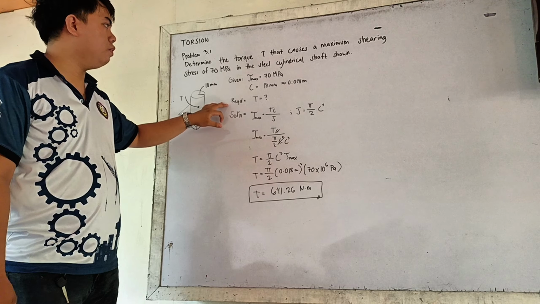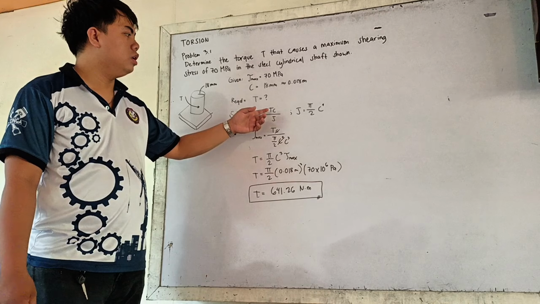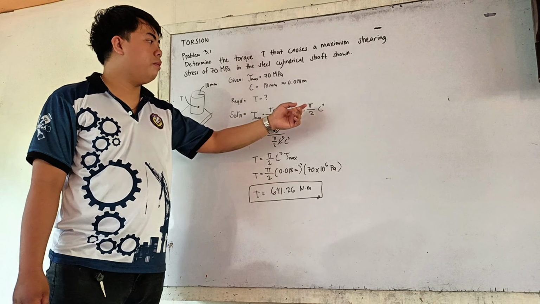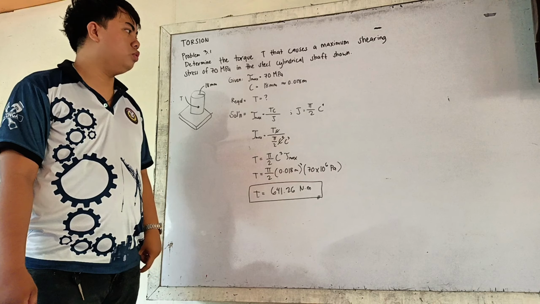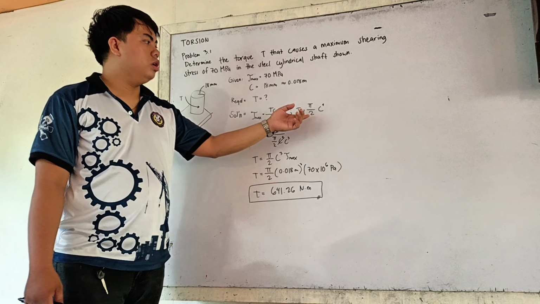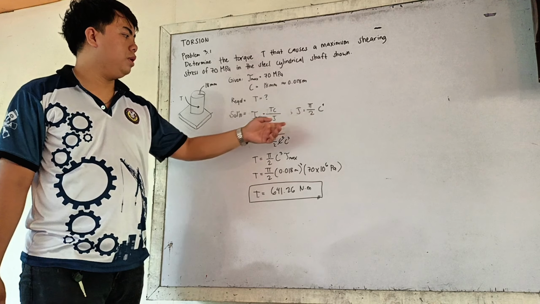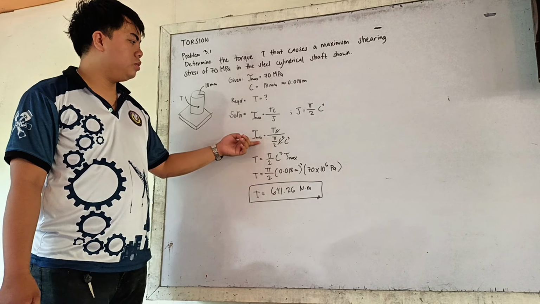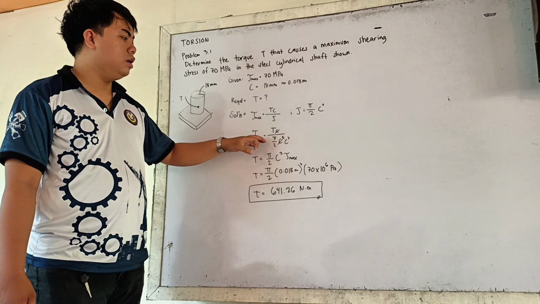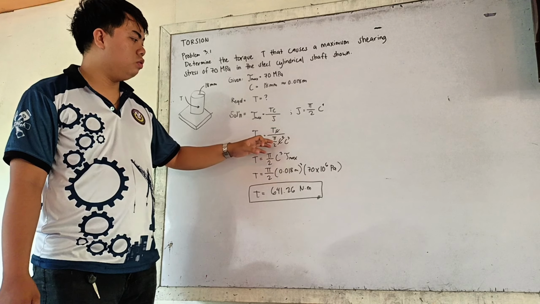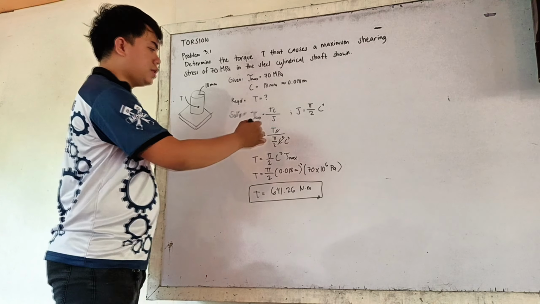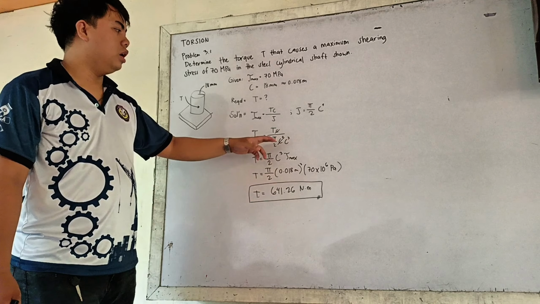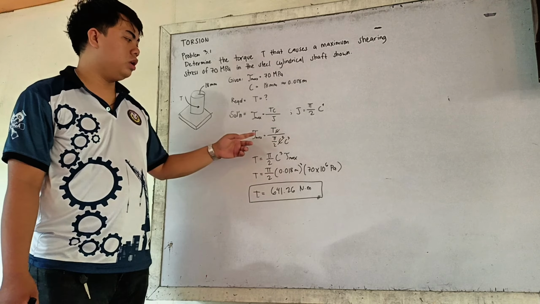So we have the formula for the maximum shear stress is equal to TC over J, whereas our J is equal to pi over 2 C to the power 4. So simply plug in the value of J. So we have maximum shear stress is equal to TC over pi over 2 C to the power 4. So cancel the C. Then we have left C to C cube. So transpose the formula so we can solve for the T.